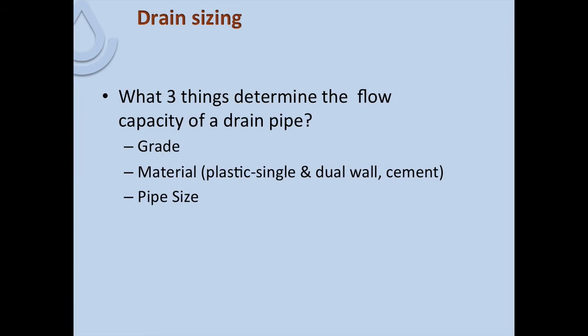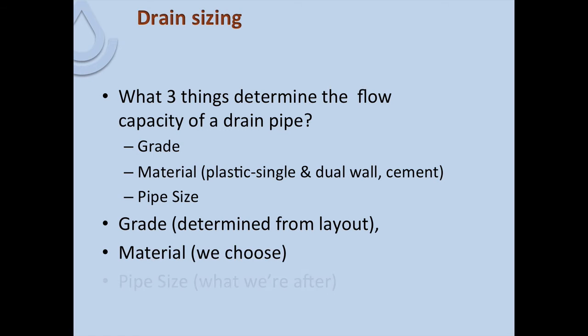So there are three things that are going to determine the flow capacity of a drain pipe. One is the grade that it's on. Another is the material. So differences in material are going to affect the friction or the resistance to flow. And then the third is the pipe size. So the grade we get from our layout. The material is what we choose, and then what we're after is what size pipe we need.